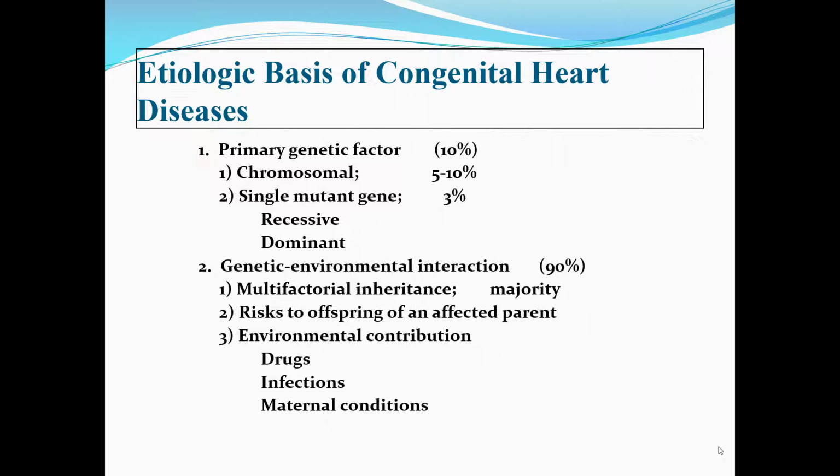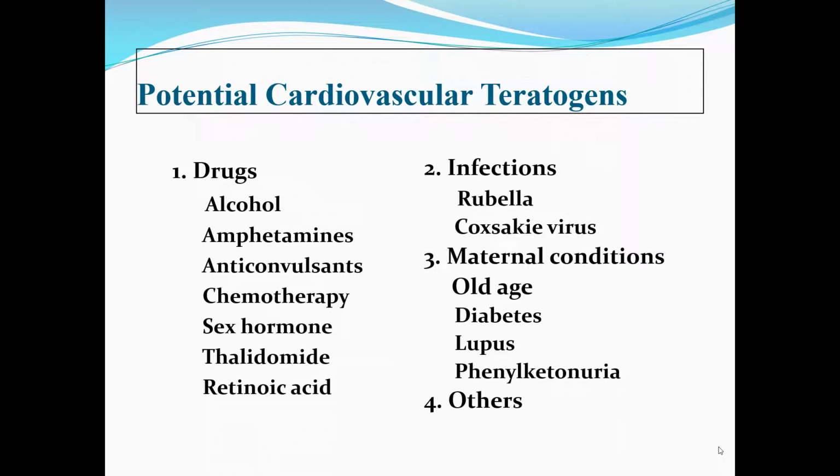Environmental contributions to genetic factors, for example drugs, infection, and maternal conditions such as diabetes and old age, give greater susceptibility for the embryo to develop genetic mutations. Potential cardiovascular teratogens include drugs, for example alcohol and anticonvulsants; infections like rubella and Coxsackie virus; and maternal conditions, for example old age, diabetes, lupus erythematosus, and so on.